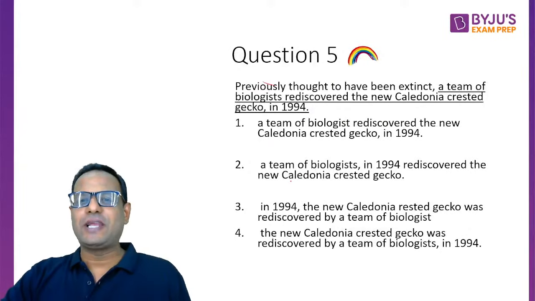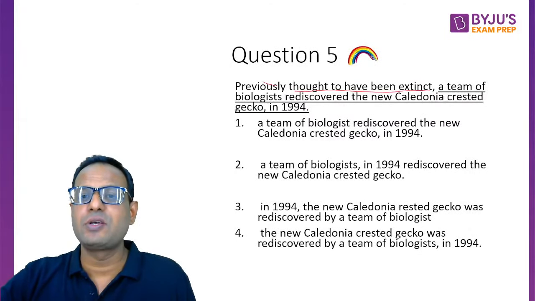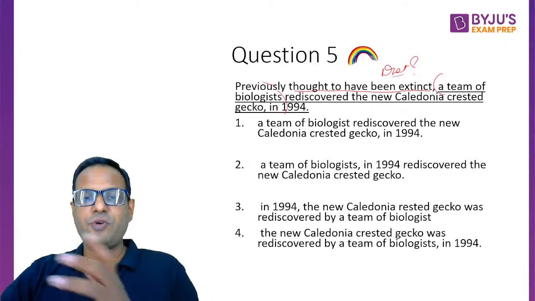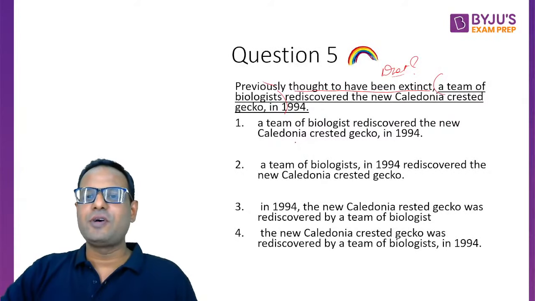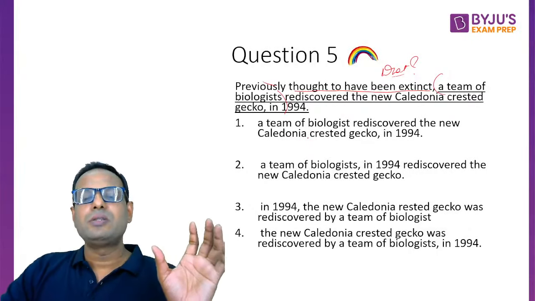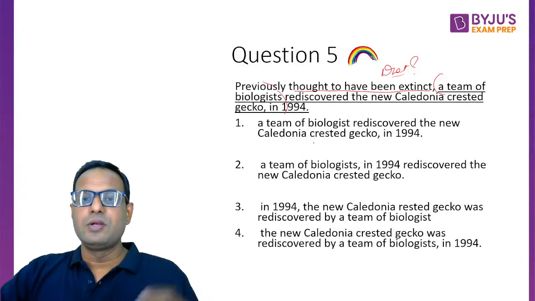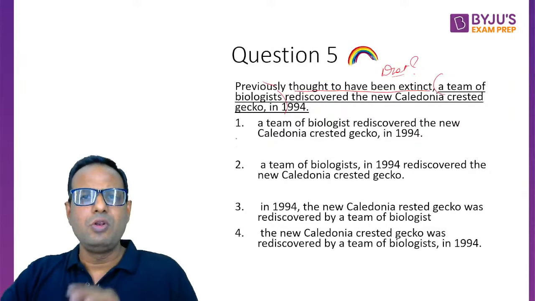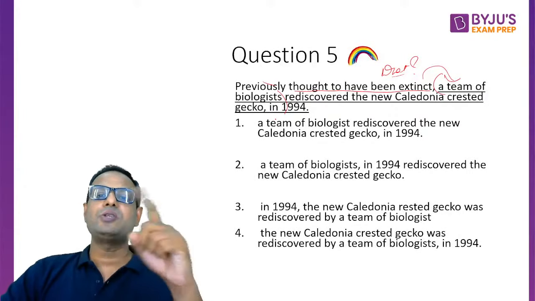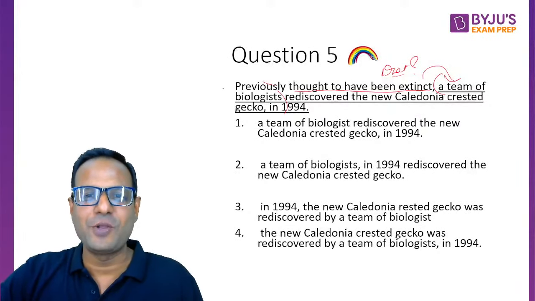So let us attack the question very quickly. It says, previously thought to have been extinct. What was extinct? Look over here. Let's read the sentence. A team of biologists rediscovered the New Caledonia crested gecko in 1994. So we are talking about an animal that was thought to have been extinct, but it was rediscovered in 1994. But look at the problem the sentence suffers from. Previously thought to have been extinct, and the very next expression is a team of biologists. So according to the sentence, it is the team of biologists who were thought to have been extinct. This is absolutely hilarious.